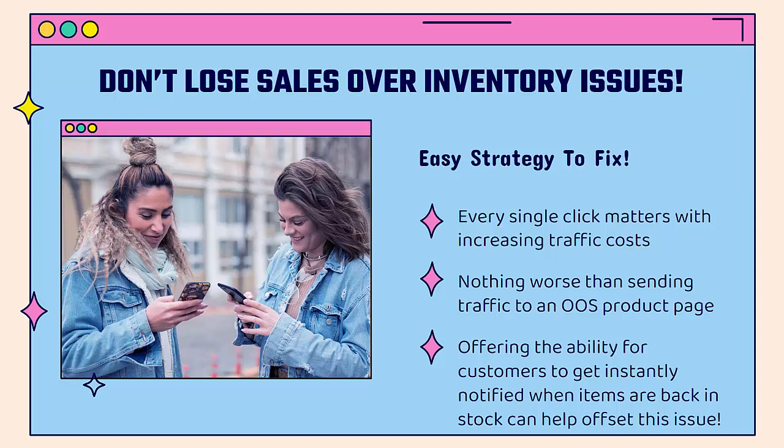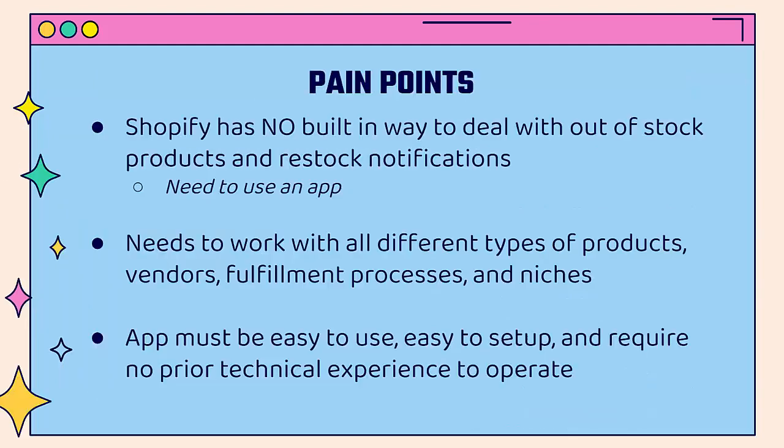So what we need to do is offer the ability for our customers to get instantly notified when items are back in stock. This is going to offset this issue, right? If we have someone that really wants to buy the product, they'll be instantly notified as soon as it's back in stock. But there's no built-in way to do this with Shopify. There's no out-of-stock product notifications or restock notifications built in. So you're going to need to use an app.